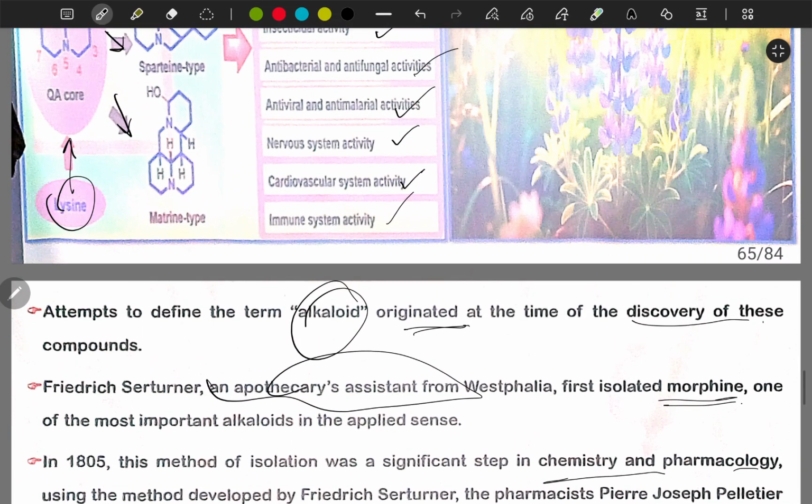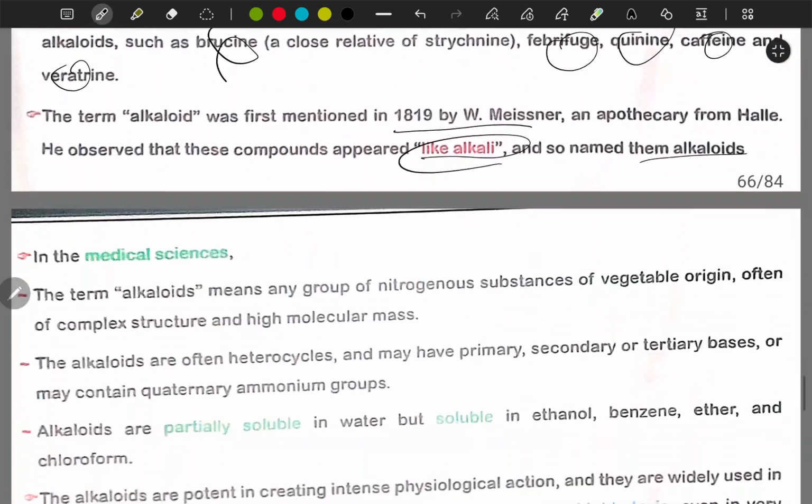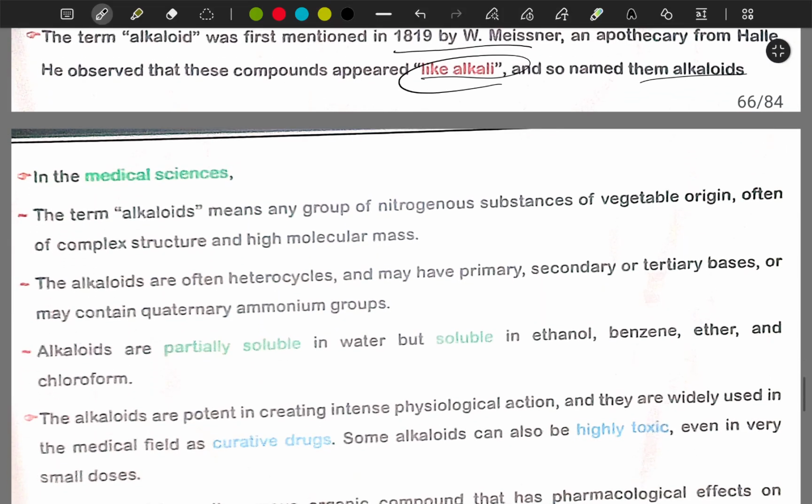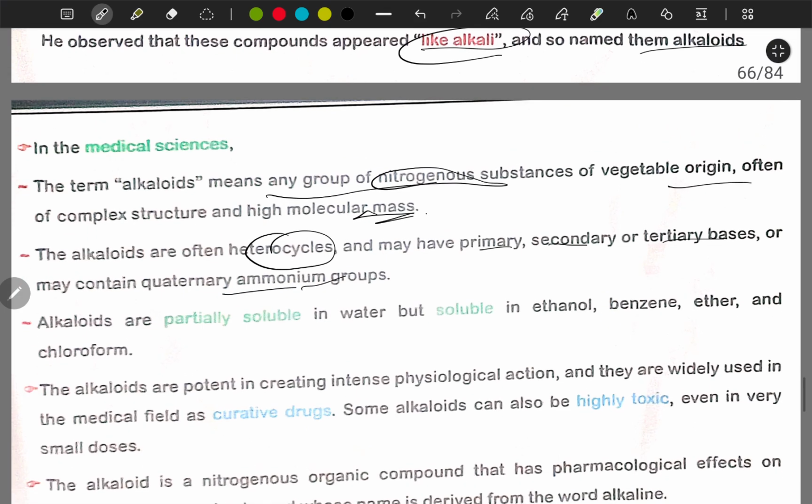Why are they like alkali? I don't know. In the medicinal science, the term alkaloid means any group of nitrogenous substances of vegetable origin, often of complex structure and higher molecular mass. Alkaloids are often heterocycles, have primary, secondary, and tertiary bases, or may contain quaternary ammonium groups. Alkaloids are partially soluble in water, soluble in ethanol, benzene, ether, and chloroform.